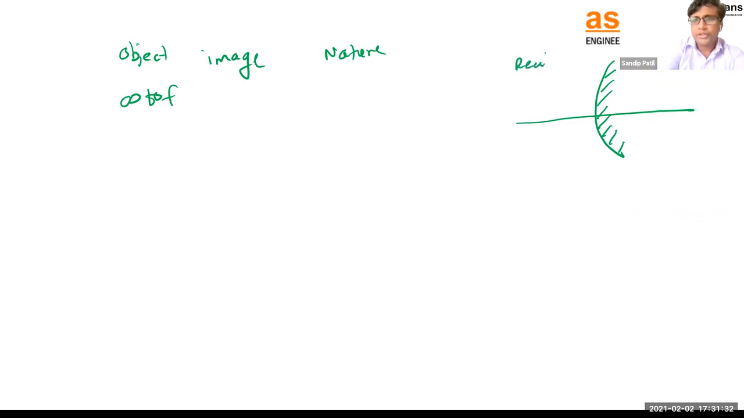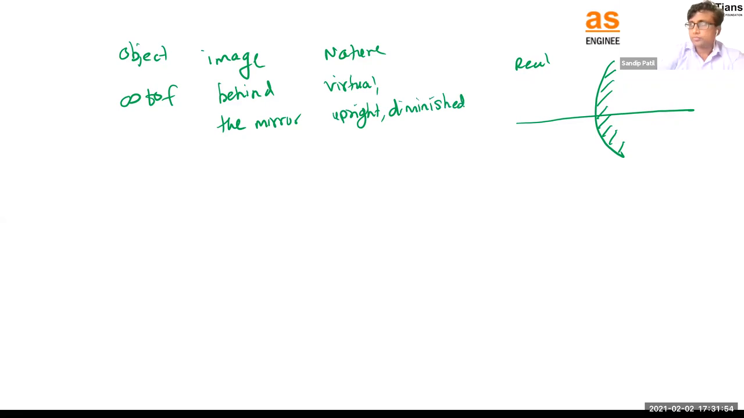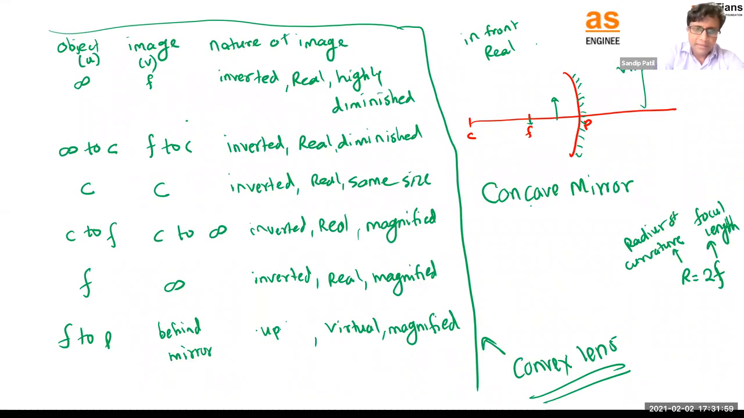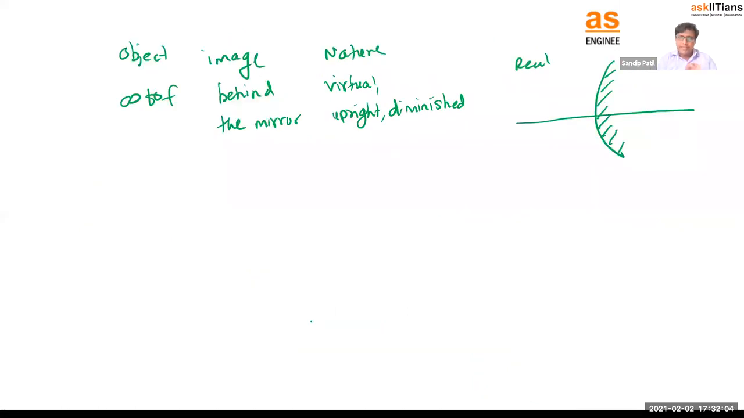Virtual means what? Behind the mirror, I can say it is behind the mirror. So it will always be virtual, and upright, you can say, and diminished, meaning it will be smaller in size. Okay, so remember this part. Upright, let me say this is upright instead of upside. Okay, so this is the object, image, and nature.